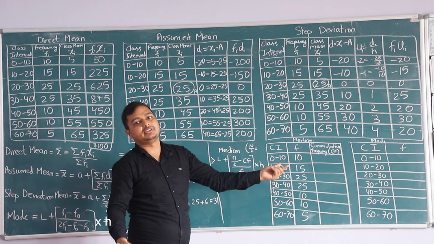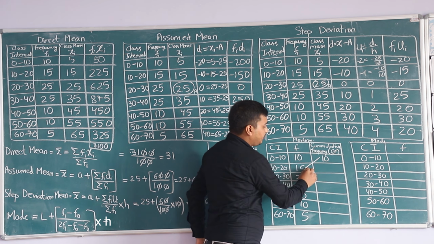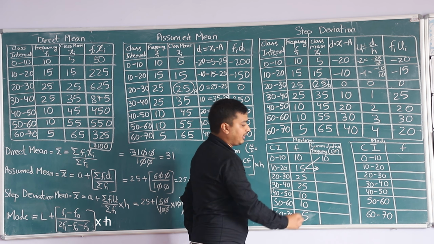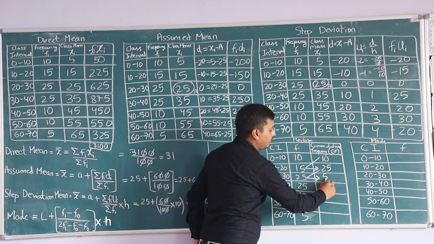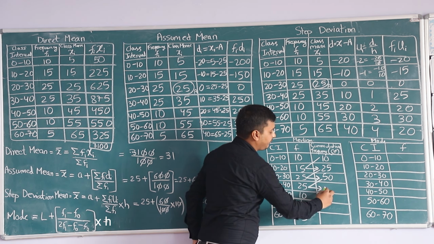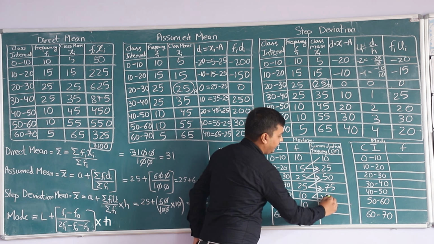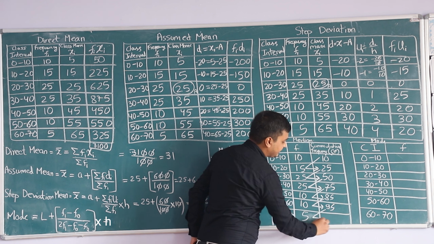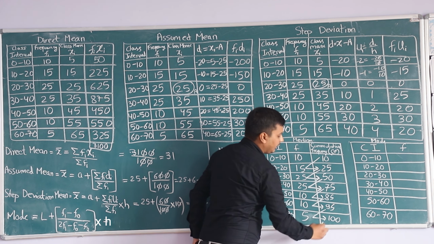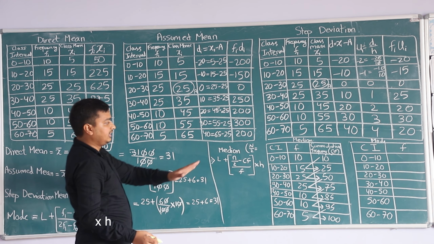CF is cumulative frequency. How to calculate the cumulative frequency? First I will write 10. Now 10 plus 5, how much? 25. Next 25 plus 25, 50. Very good. 50 plus 25, 75. Very good. 75 plus 10, 85. Very good. 85 plus 10, 95. 95 plus 10, 100. Are you able to see here? I got the answer up to there. Any doubt till now?